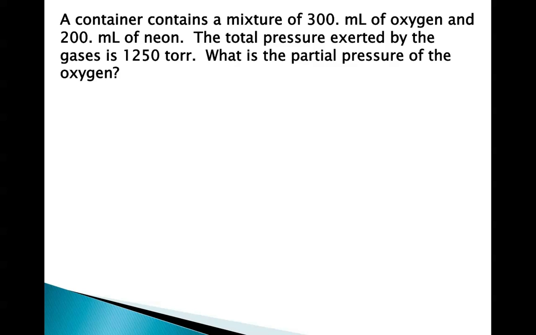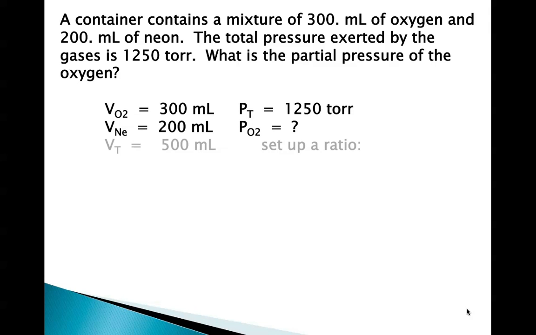So there's a couple of pieces of information we have to abstract from this. First off, let me pull each of these up. We're given the volume of oxygen, the volume of neon. I'm adding those up to get a total volume. Okay, we have the pressure of our total, which is 1,250 torr, but we're missing the pressure of oxygen. So in this case, because we're involving volumes and pressures, we're going to set up a ratio. So we're going to say that the volume of oxygen over the volume of the total is going to be equal to the pressure of oxygen over the pressure of the total.